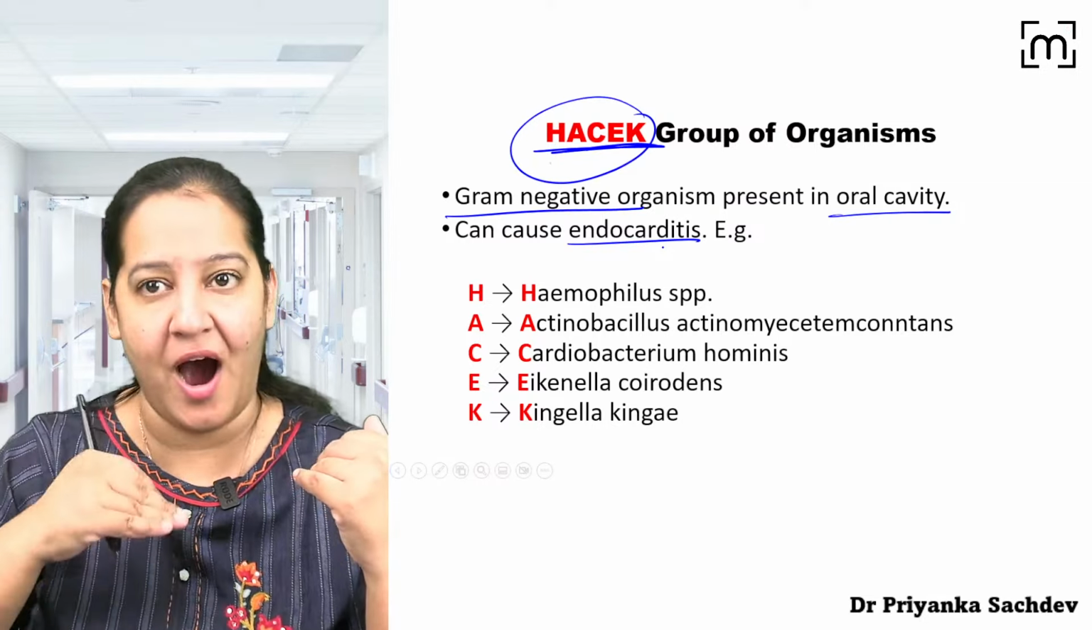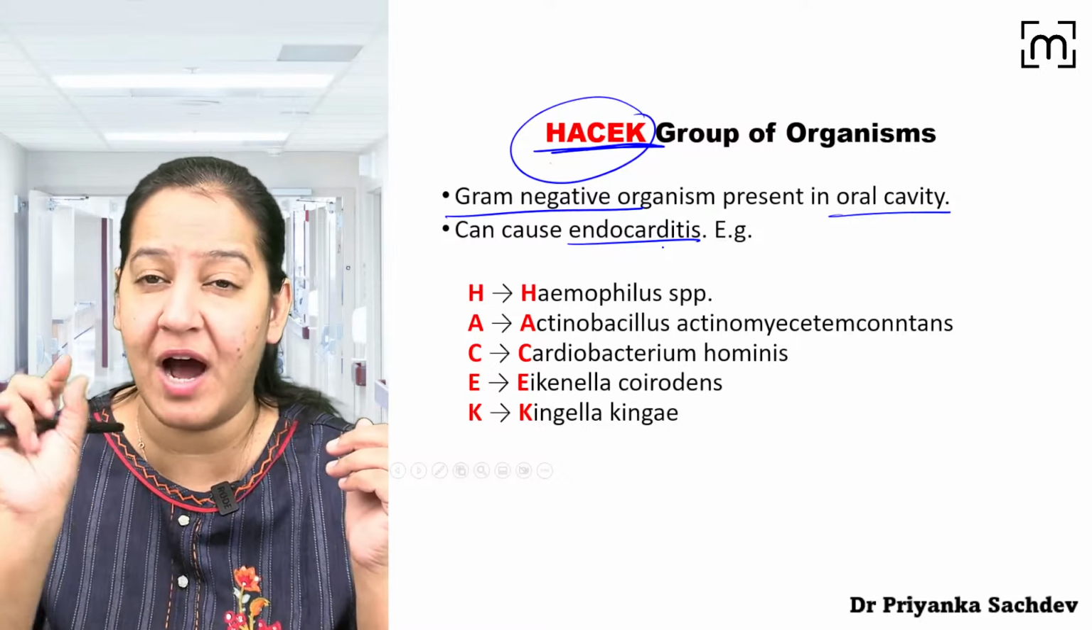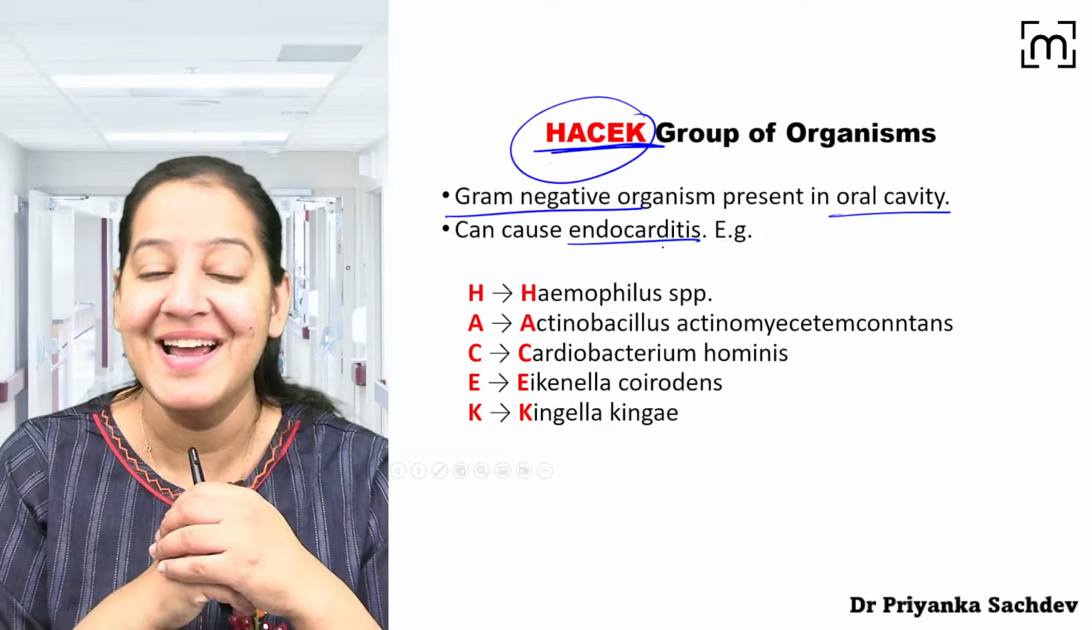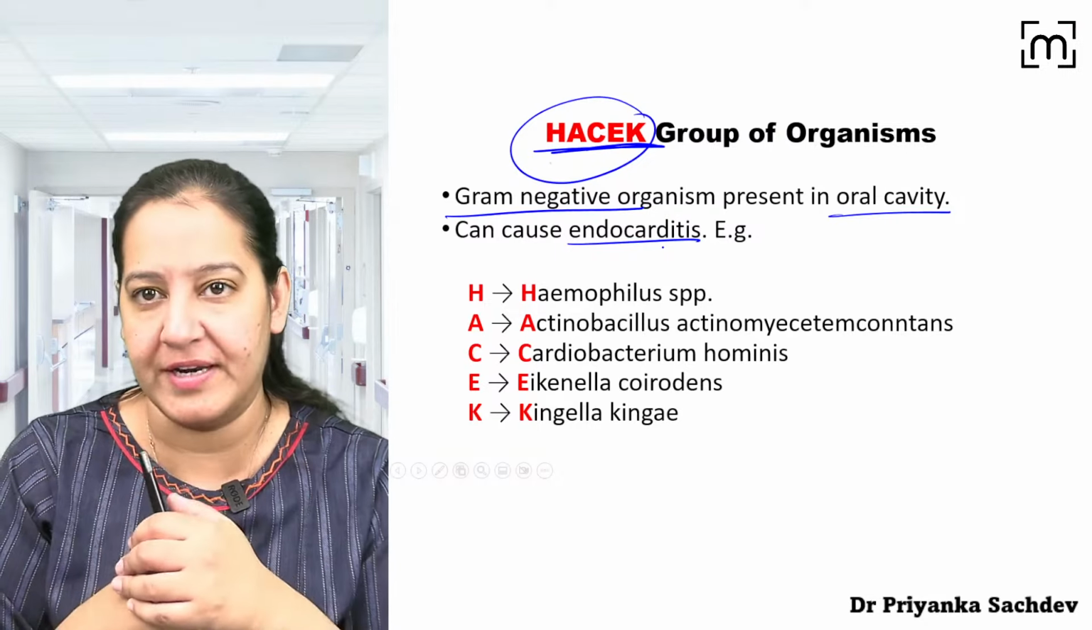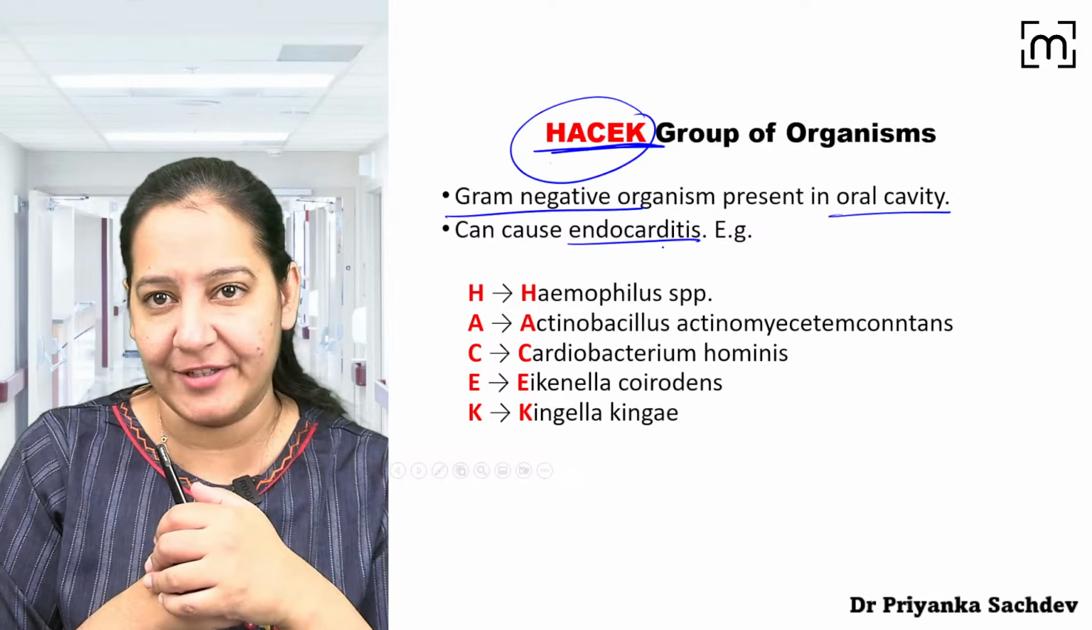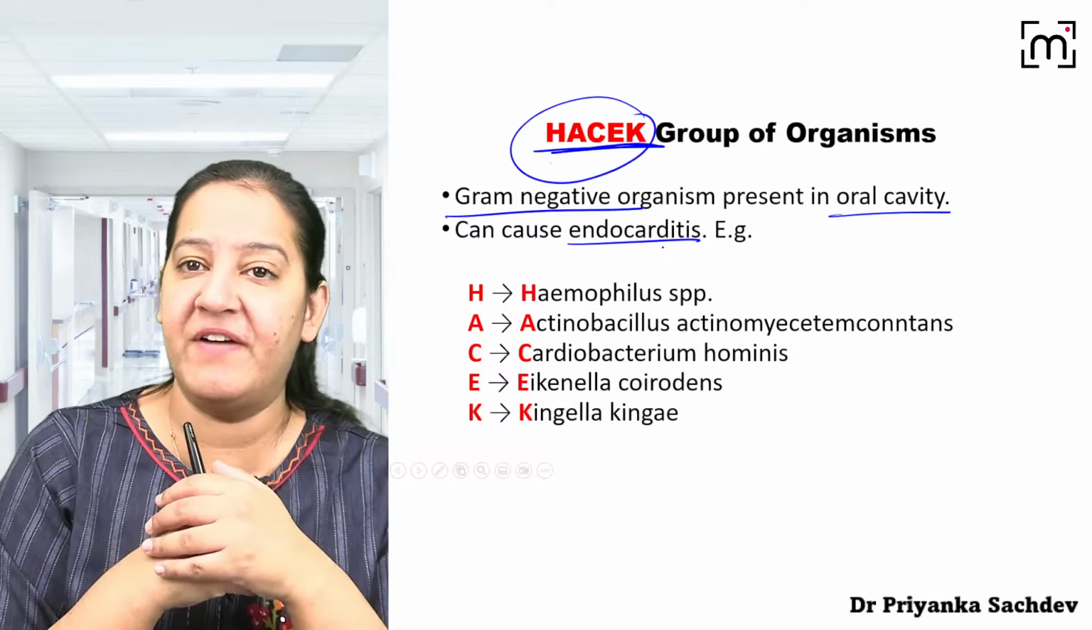From the blood, they go to the heart. In the heart, they go on the walls of the heart and cause vegetations on the heart walls. And they cause infective endocarditis, right? So this group is known as HACEK group of organisms. Can you tell me the full form of HACEK? There is a direct question in the PYQs.